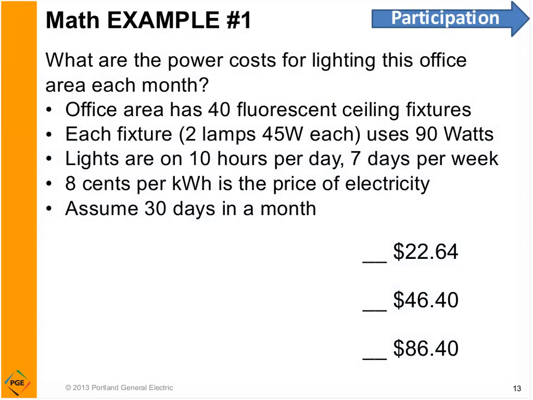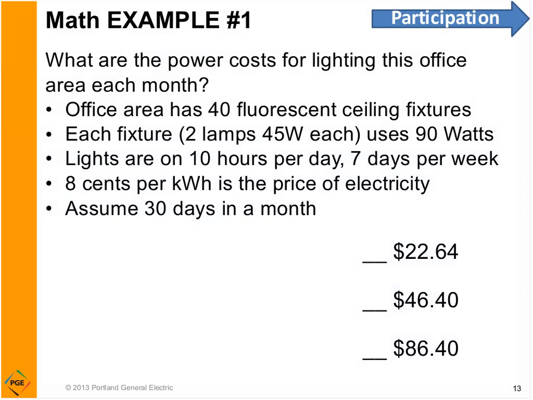So let's do another fun participation. Again, you can use whichever tool you'd like. What are the power costs for lighting an office area? 40 fixtures. Each fixture has 2 lamps, but it's 90 watts per fixture. So sometimes people will talk about the fixtures and the wattage, and some people will talk about the lamps. Lights are on 10 hours a day, 7 days a week in this particular application. We'll assume 8 cents per kilowatt hour, which is less than the national average for commercial electricity, and we'll assume that they're looking at it 30 days per month.